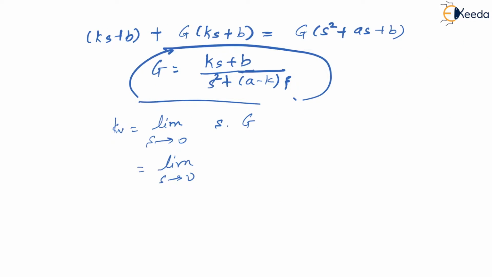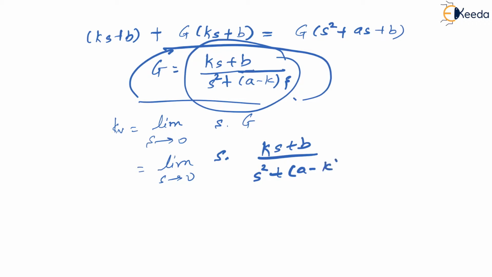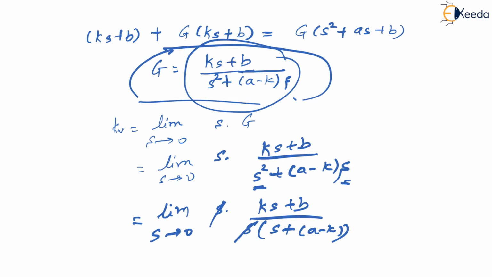Now, so what does that become? s into this Ks plus B, the whole G which is there. Let me just copy that. Is that right? Now what will happen? Let me just take s common over here. Is that correct? Then this s will get cancelled. Now if I place s equal to 0, this whole term will vanish. So what do you get now? You only have B upon A minus K, right? KV is equal to B upon A minus K.